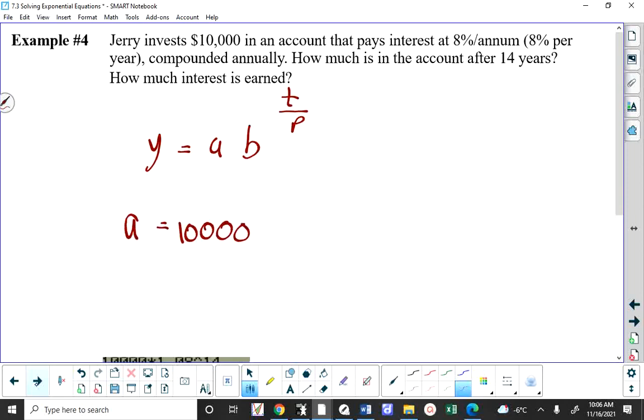A is the original amount. B will be 1.08. Does that make sense to you why B is 1.08? We're adding 8%. And the period of time is 1 year.